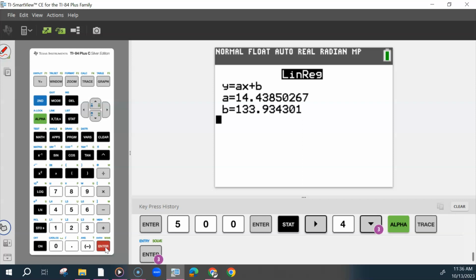Go over to calculate. Number 4. And then scroll down to store regression equation. Alpha trace. And then enter 3 times. Right. Anyone else not get those numbers? You put the numbers in.